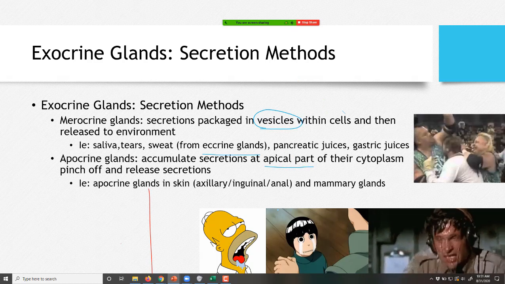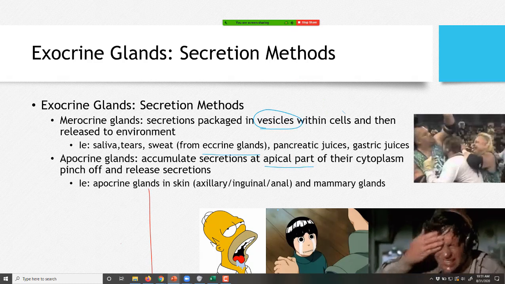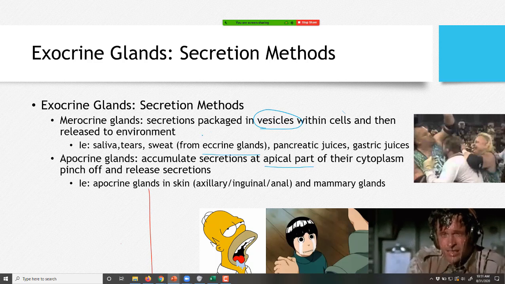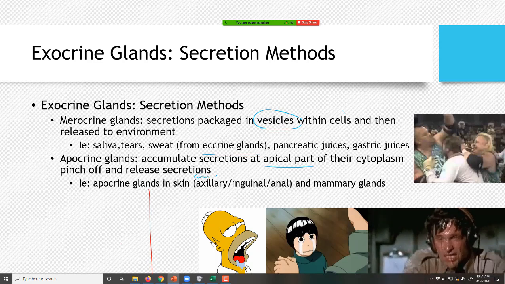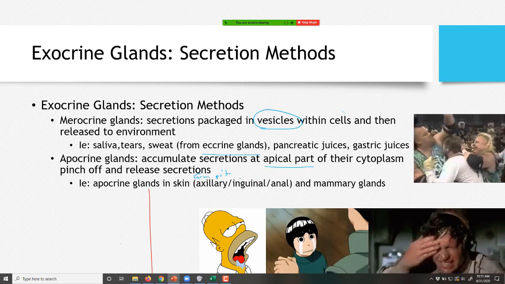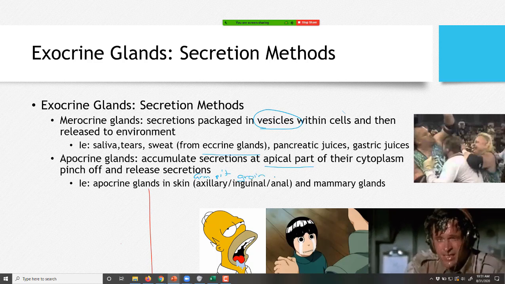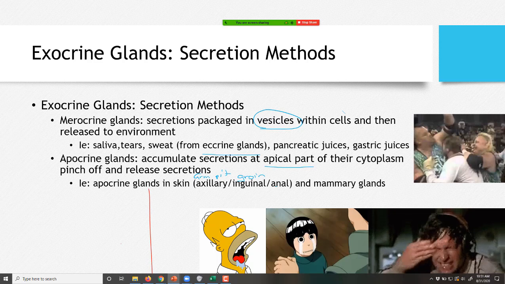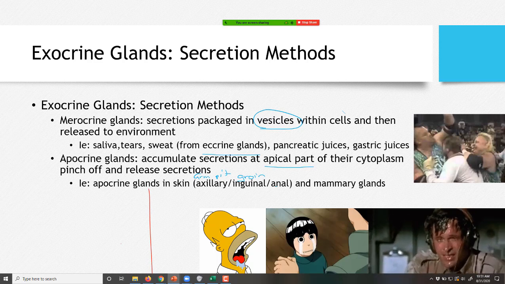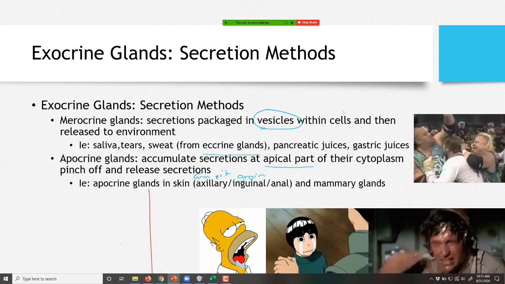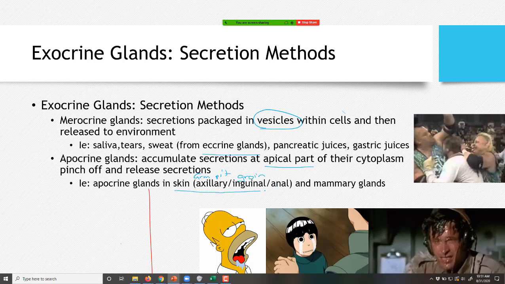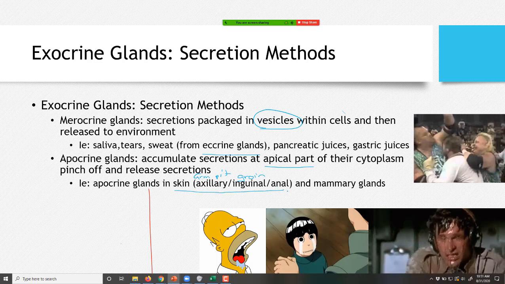An example of these are the axillary region. Axillary is your armpit, and we'll talk about that in a second. Inguinal region is your groin area. Anal region, hopefully that's a familiar term, around the anus. And also the mammary glands. Okay. So usually these over here are going to be releasing pheromones kind of thing.